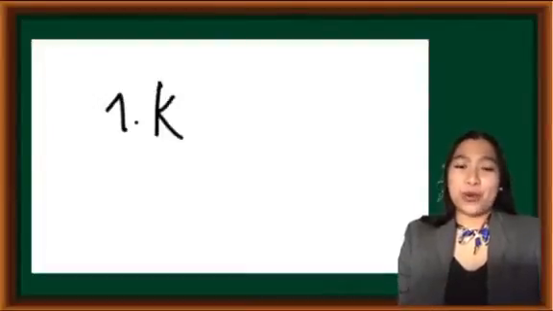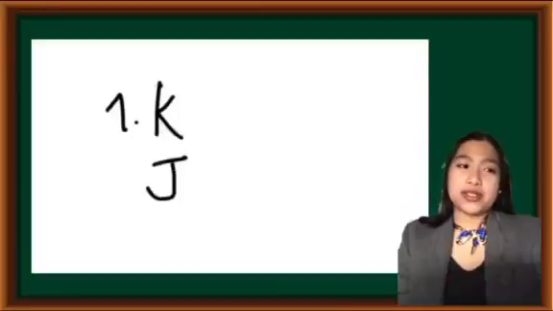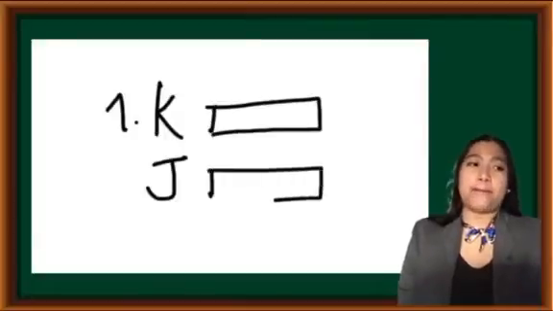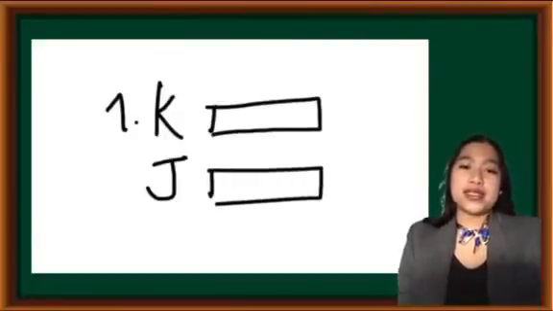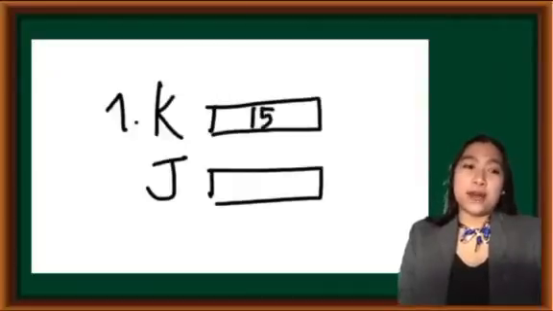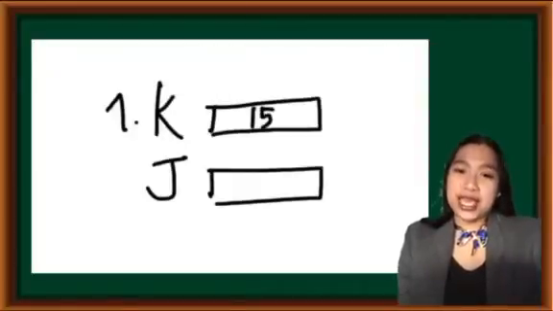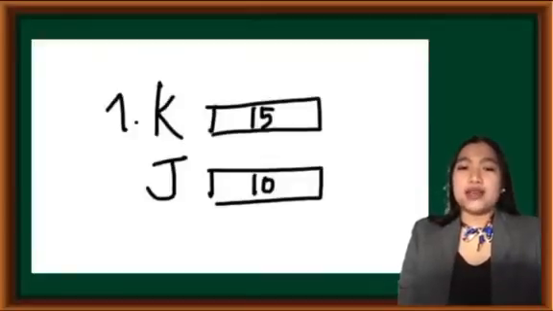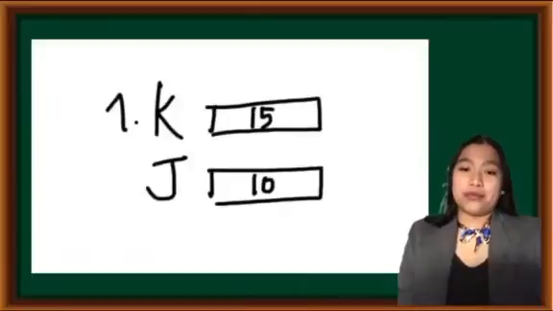So for number 1, let's label first. K for Kim and J for Julio. And then we draw a tape diagram. Next is, how many baseball games did Kim go to this summer? 15 games, that's right. And then, how many baseball games did Julio go to? 10 games, that's right. So, we need to know the difference between them.